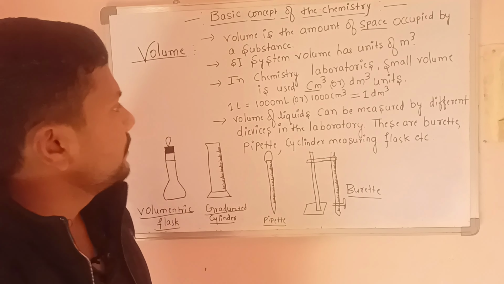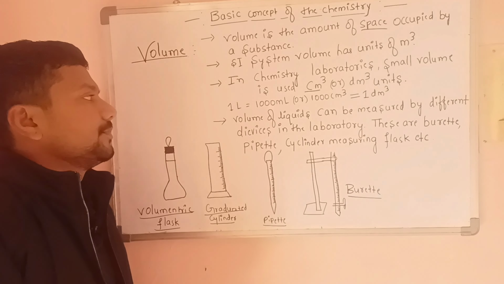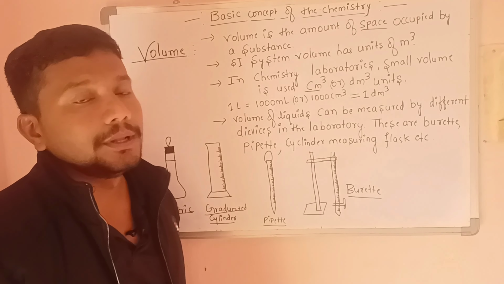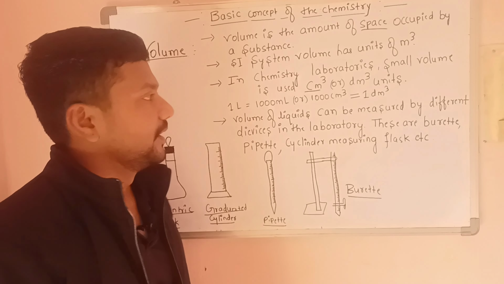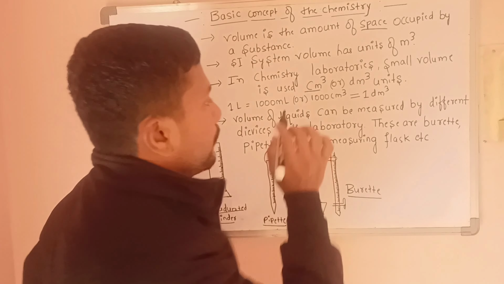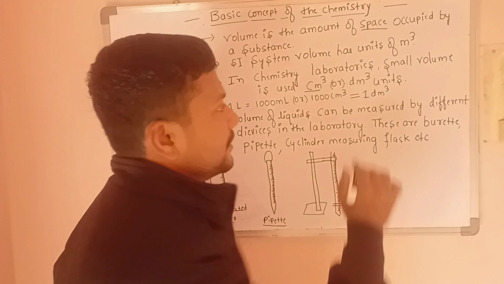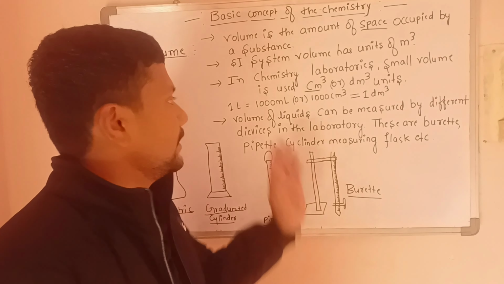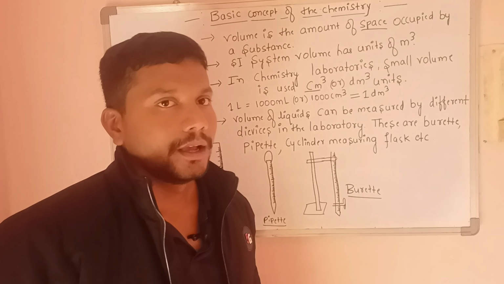And we will see one conversion. 1 liter is equal to how many milliliters? 1000 milliliters, or we can write 1000 centimeter cube. And 1000 centimeter cube is equal to 1 decimeter cube. So this type of conversion happens.